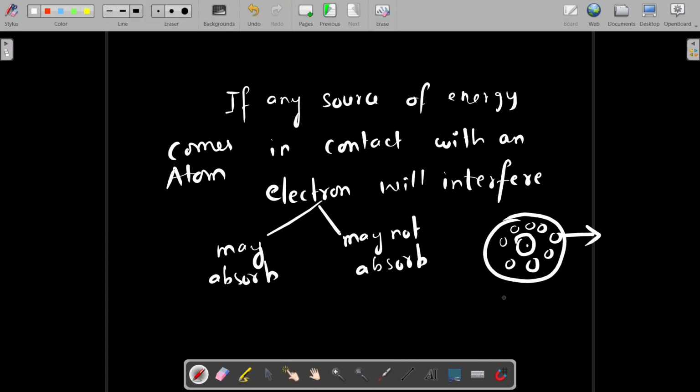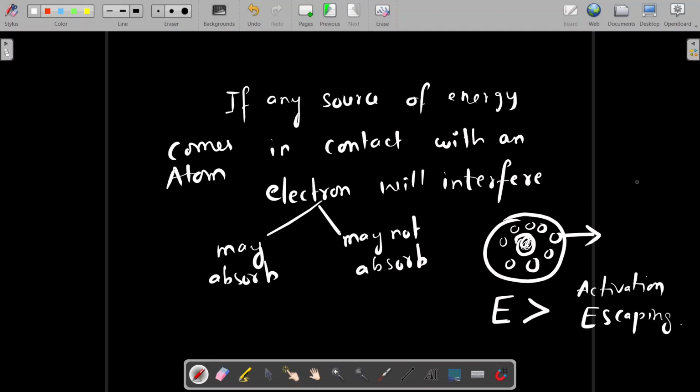It should need an energy greater than the force of these protons and neutrons. This is called activation energy, or we can say escaping energy. When these electrons get energy which is more than the force applied by the protons and neutrons, then the electron escapes from the atom.